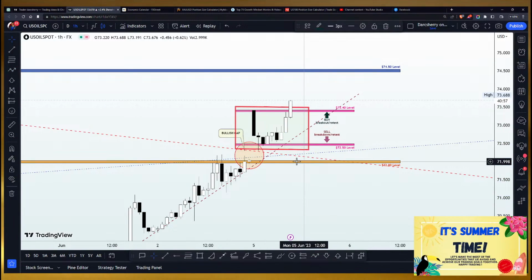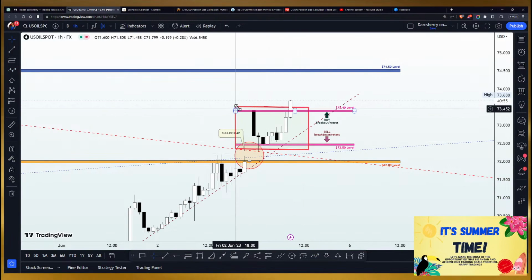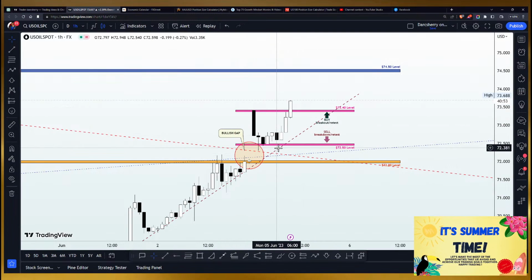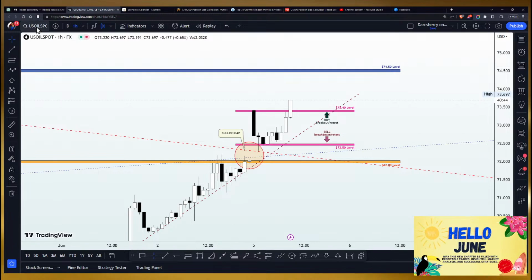And with the look of things right now, price action has already triggered our buy stop order. I shared this morning on my public platform. So if you have been with me on my TradingView and Telegram platform, you would have gotten this update that we are going to be buying at the breakout of the $73.40 level.